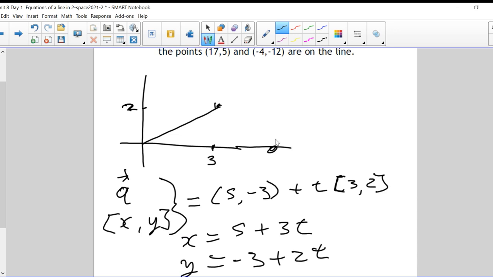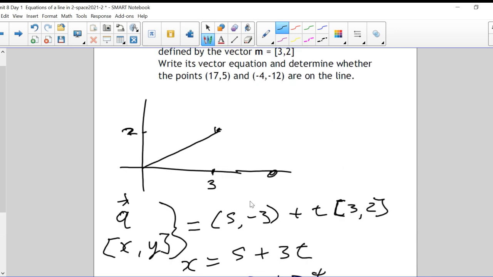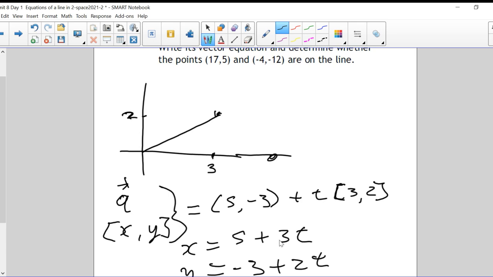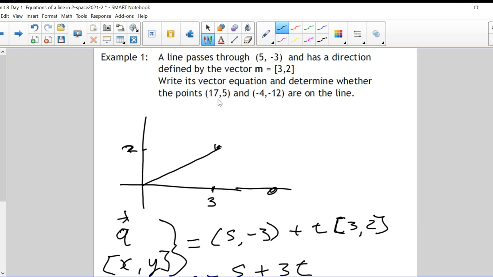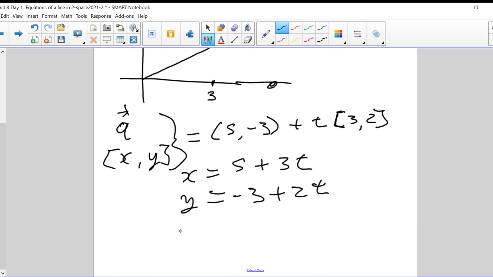Now, they asked about the point 17, 5. So here's what I'm going to do. Since these two parametric equations define the line, I'm going to take the 17 as my x value and say that 17 is equal to 5 plus 3t, and see what t value is going to make that magic happen.